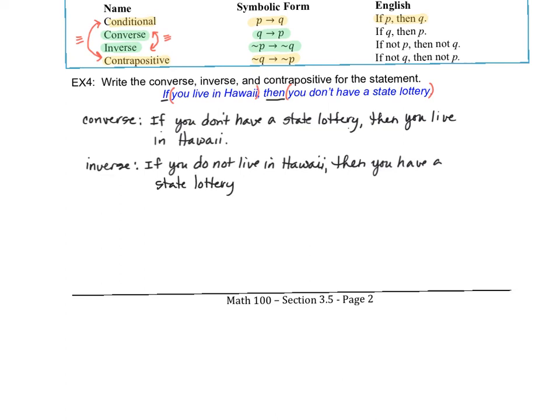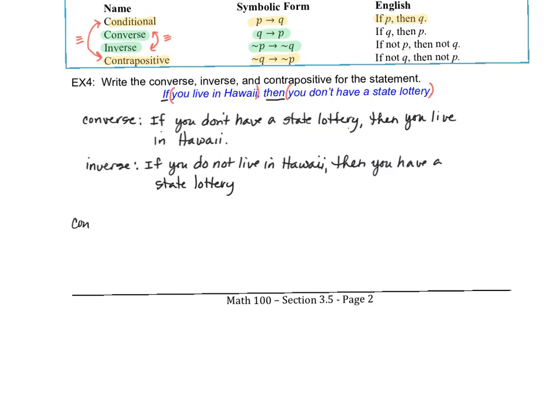All right, compare it to our original statement, and you can see that they don't have the same meaning. The inverse: if you do not live in Hawaii, then you have a state lottery. Well, that again is not true. You could live in another state that does not have a state lottery, which makes the inverse false.